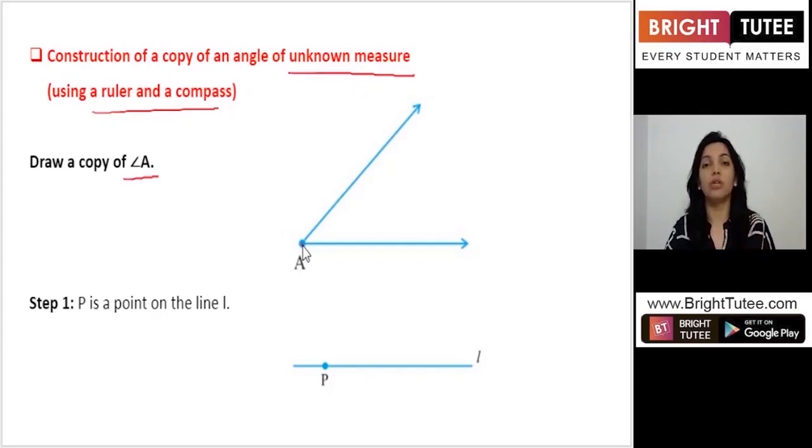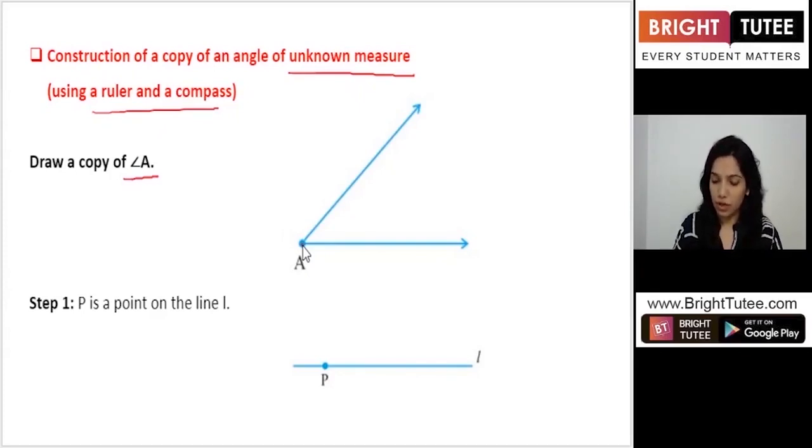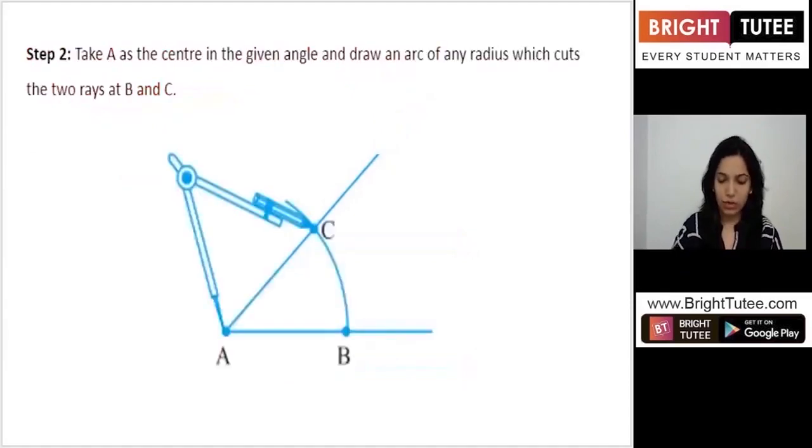In order to draw the copy of this angle A, the first step is that you need to draw a line L and then you mark a point P on that line L. It can be of any measurement. Okay, so quickly do step 1. You draw a line L and on this particular line L you mark a point P on it. Done. Moving to the next step.